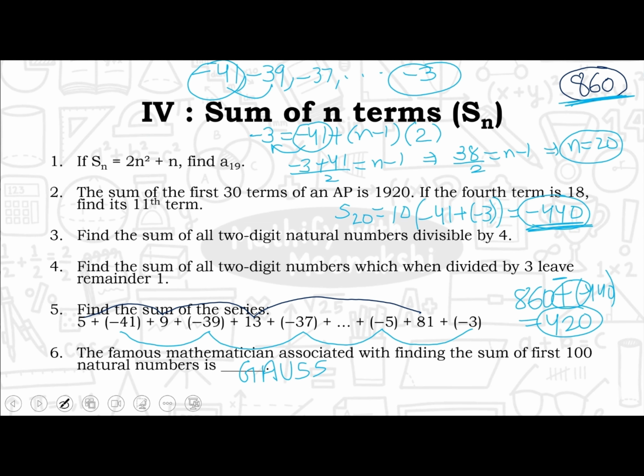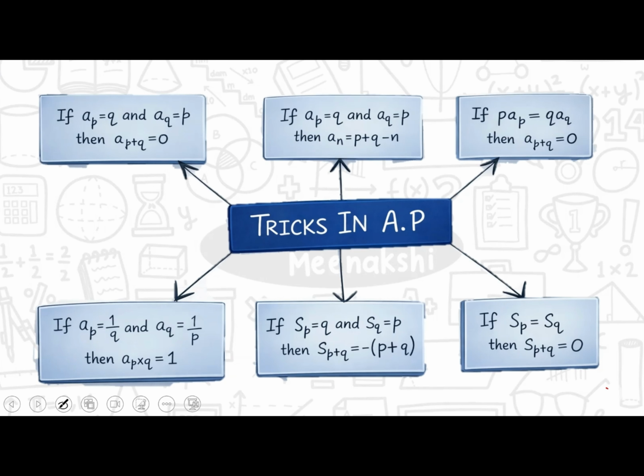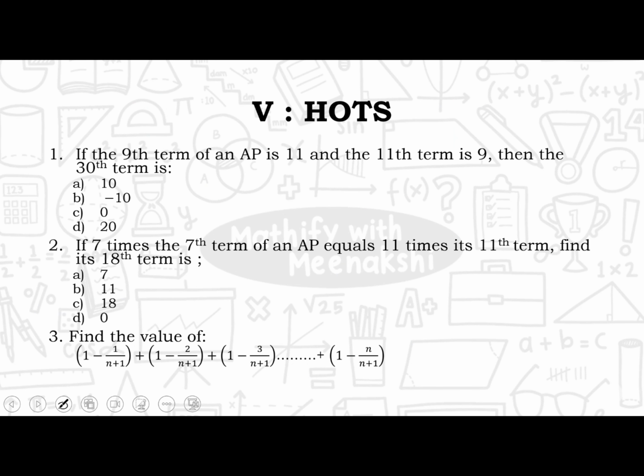Now let's move to question number 7. Now let's move to the last topic, higher order thinking skills questions. Under this topic, I have included 6 questions for you. So let's see the first question.